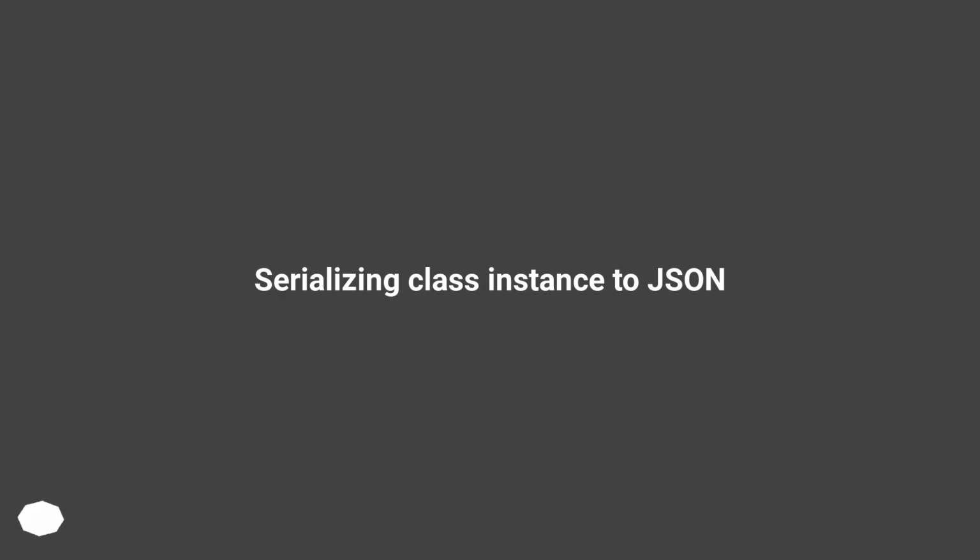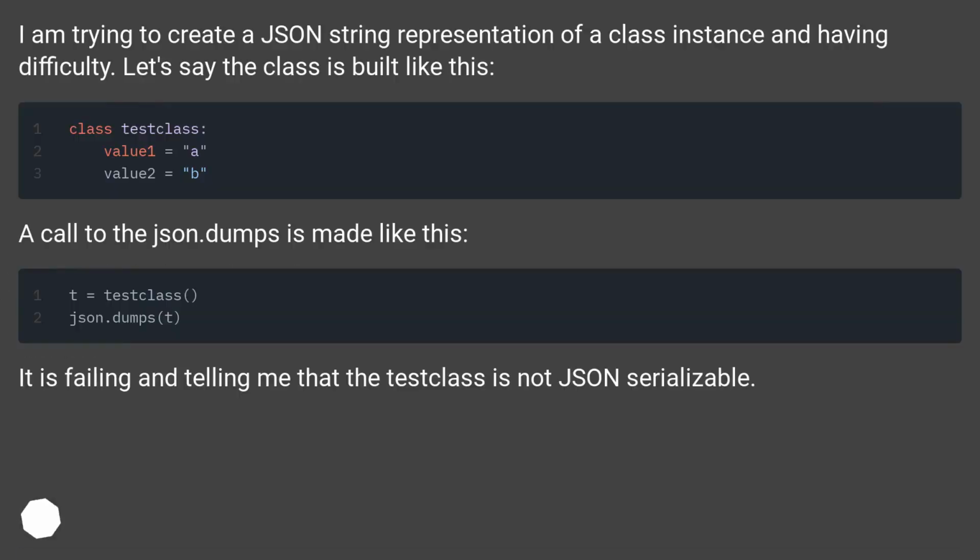Serializing class instance to JSON. I am trying to create a JSON string representation of a class instance and having difficulty. Let's say the class is built like this. A call to the JSON.dumps is made like this. It is failing and telling me that the test class is not JSON serializable.